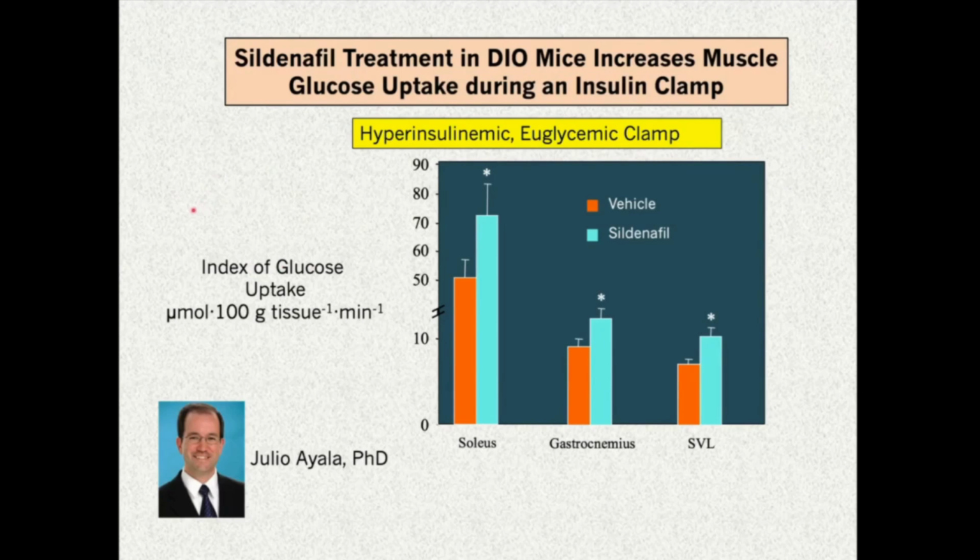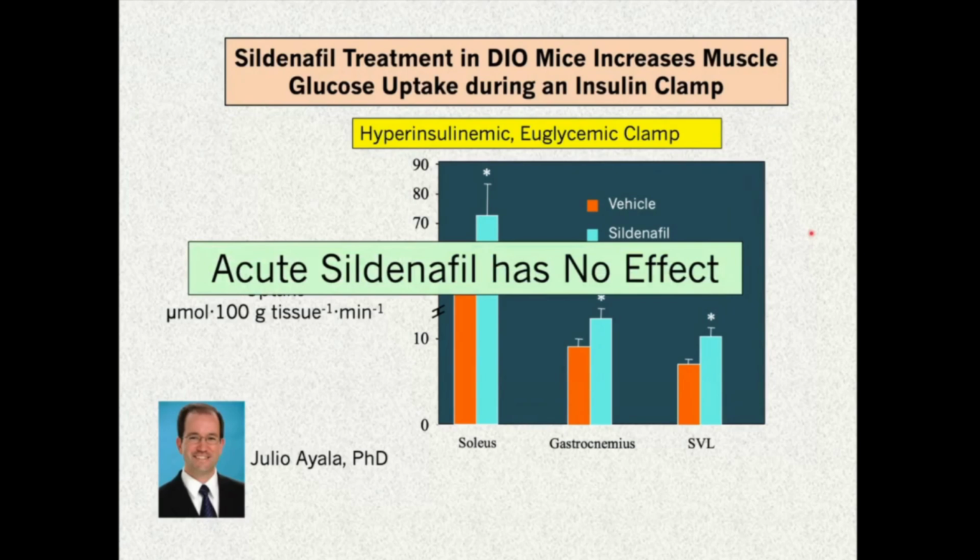So the capillary density is clearly important. We were interested in knowing whether in DIO mice, we could correct the insulin resistance seen in these animals by treating them with a vasodilator. In this case, we used sildenafil treatment. And these studies were done by Julio Ayala. And with sildenafil versus vehicle, you can see that the insulin resistance was at least partially corrected, suggesting that there may be a vasodilator effect.